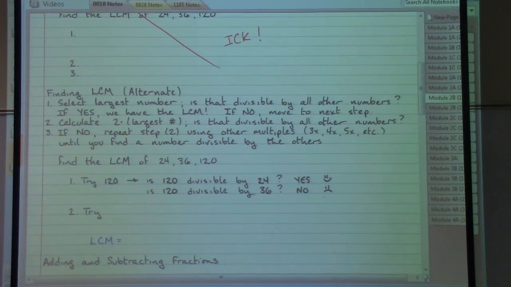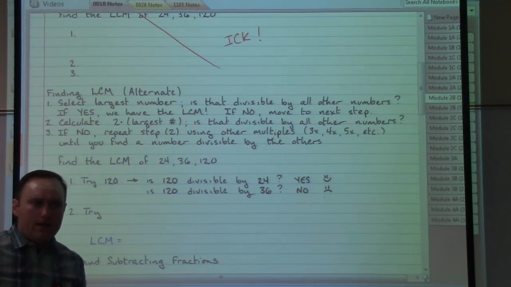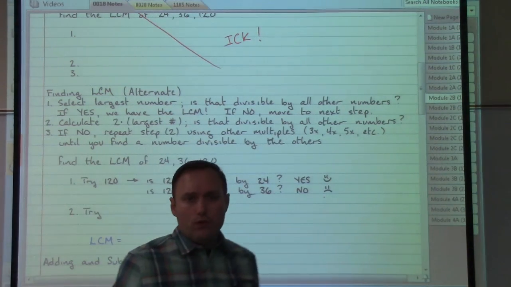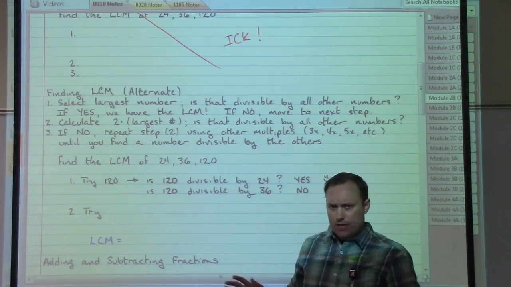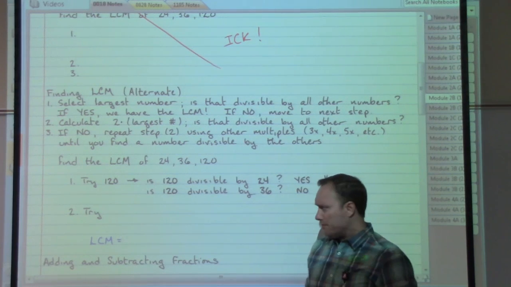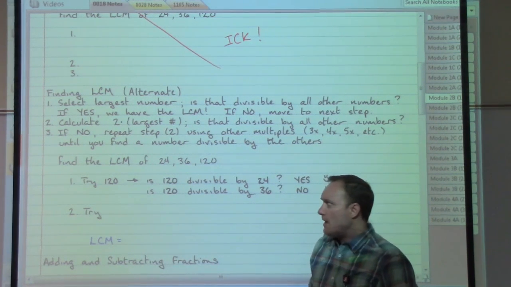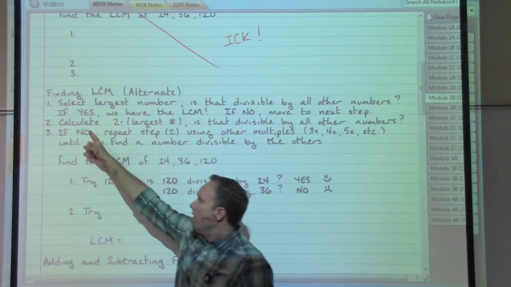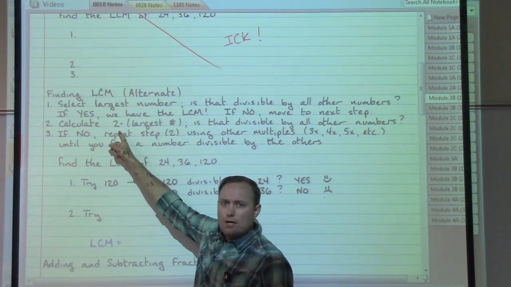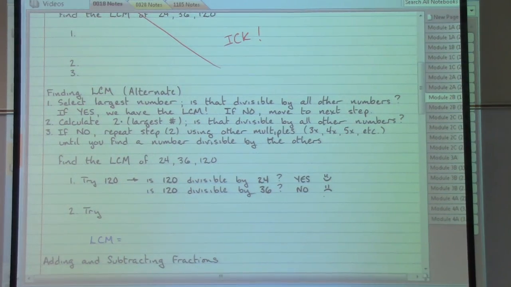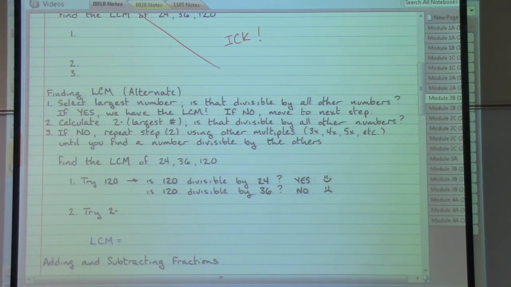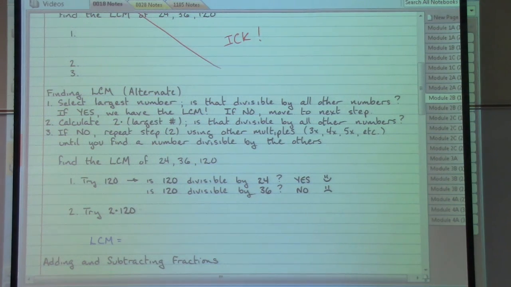So, if 120 didn't work, we'd like to come up with another possible number that might be the one that we're looking for. But again, we don't want to get weird, technical, or do anything that's time-consuming or difficult to remember. We'd like to keep things as basic as possible. So, let's try to take that largest number and double it. 2 times our largest number. Well, that means that we are talking about 2 times 120. 2 times 120 is 240.